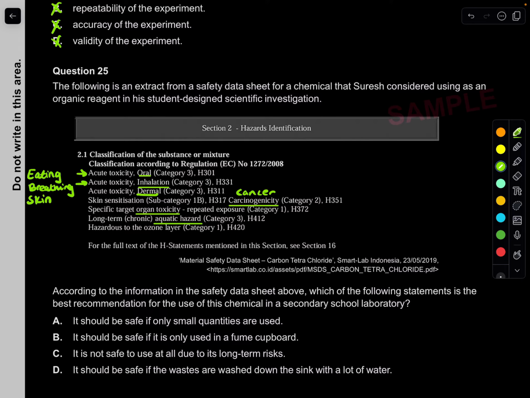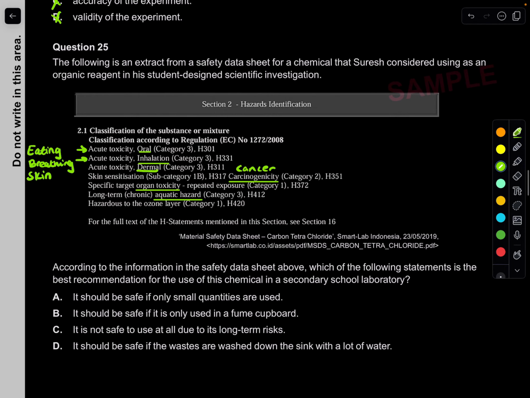You need gas masks, you need fume boards. What about orally? What about inhaling it? You can't even touch it. It should never be used, never be touched by secondary school students. Too dangerous, it has too many flaws and not enough positives. That's the truth. According to the information, it should be safe if only small quantities. Rubbish. No, still not safe. Even in small quantities it's probably still dangerous.